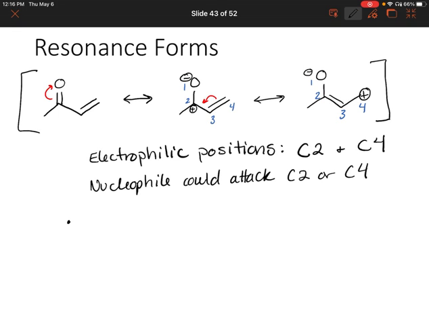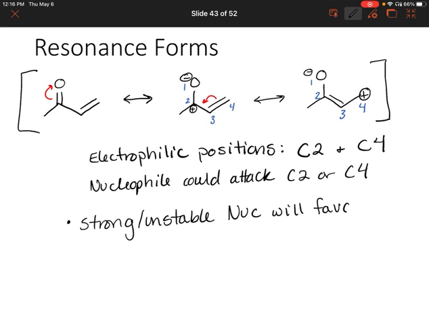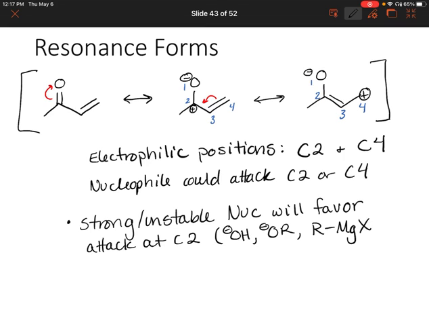Well, strong and unstable nucleophiles will favor attack at C2. Remember, unstable or really strong nucleophiles would probably have a full negative charge, and it would be a concentrated negative charge, so it wouldn't be shared between two atoms, like we would see in a resonance structure. This would be something like the hydroxide ion or an alkoxide ion, or maybe a Grignard reagent, for example.